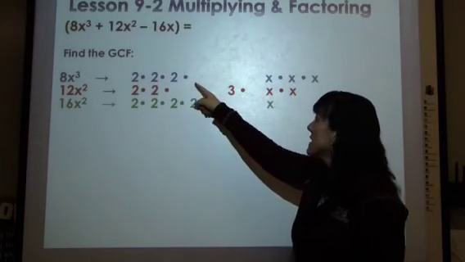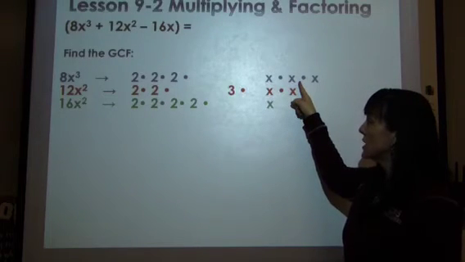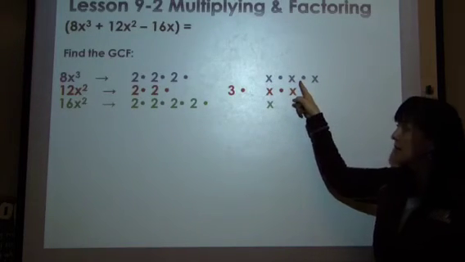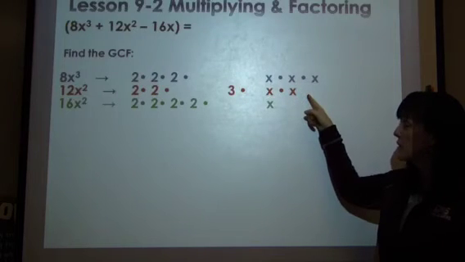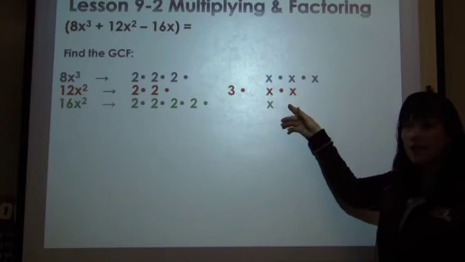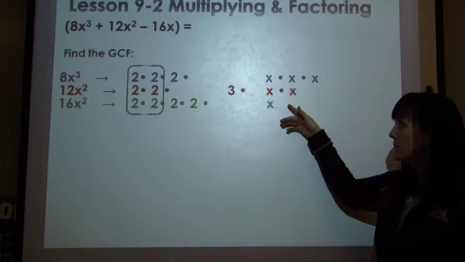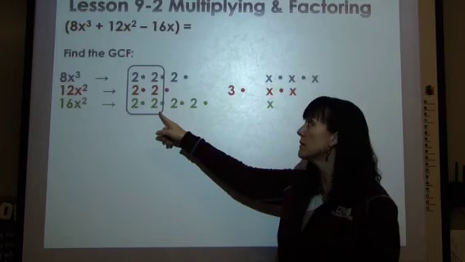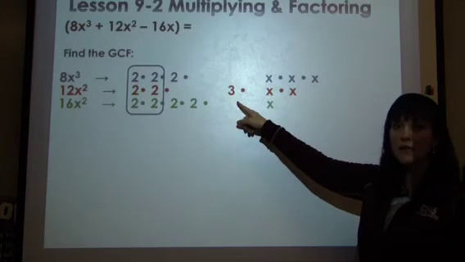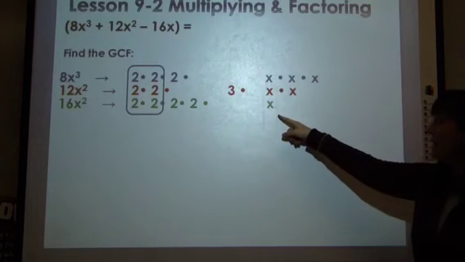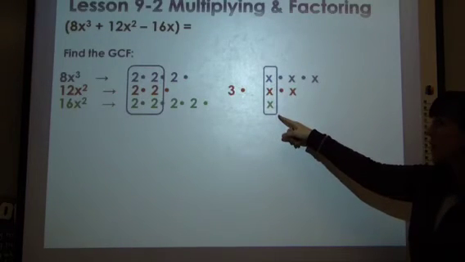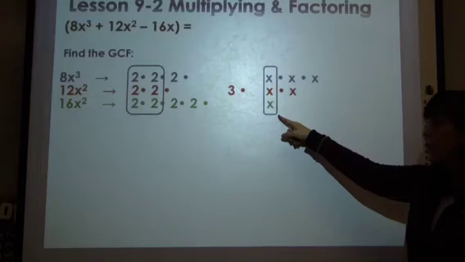8x cubed, listing our primes, is 2 times 2 times 2 times x times x times x. 12x squared is 2 times 2 times 3 times x times x. And 16x, you can see. Now we need to determine which factors they have in common. They each have two 2's. Only one of them has a 3, so they don't have that in common. And then there's 1 x. So our greatest common factor will be 2 times 2 times x, which is going to be 4x when we multiply them together.